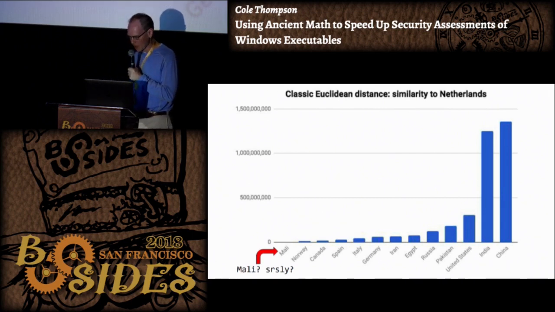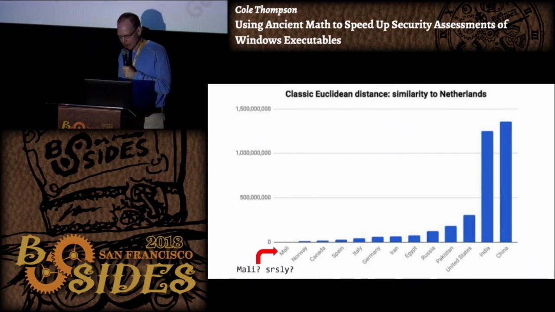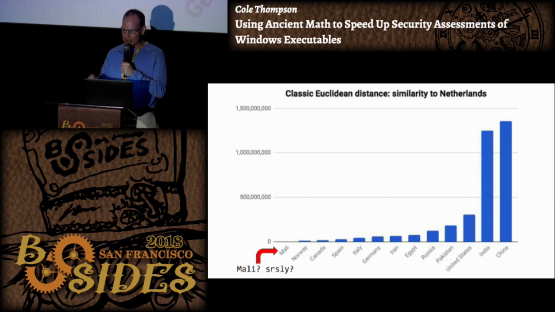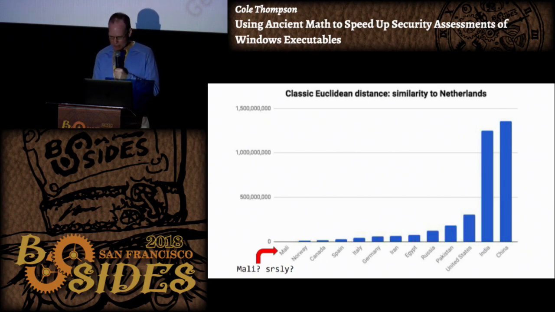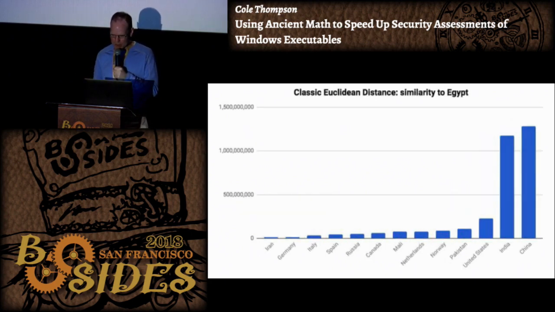Now here is where I had to stop and say, I don't think the classic approach is quite right. Because according to the classic math here, it's saying, well, Mali in West Africa is the most similar to the Netherlands. And to me, that doesn't seem right at all. Again, we see India and China are just extremely different. One more quick one here.